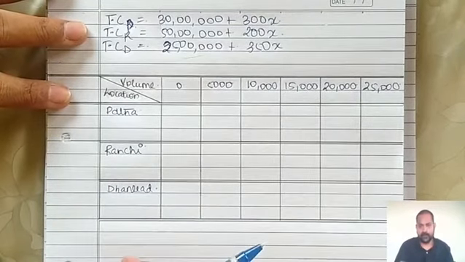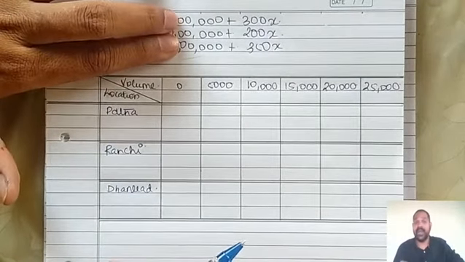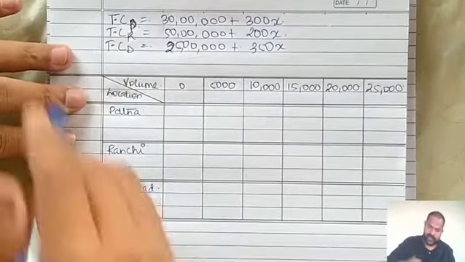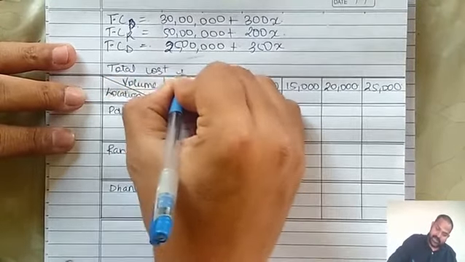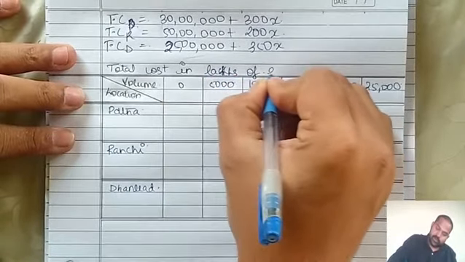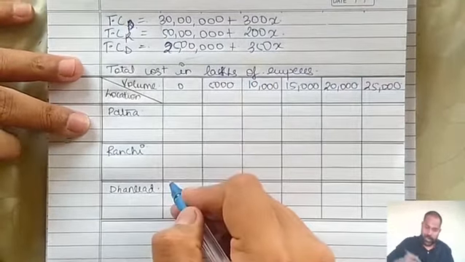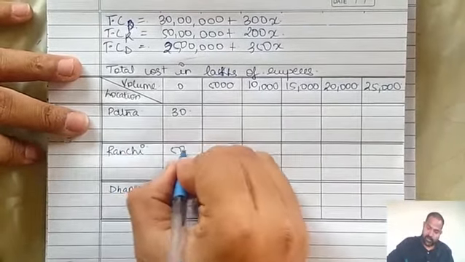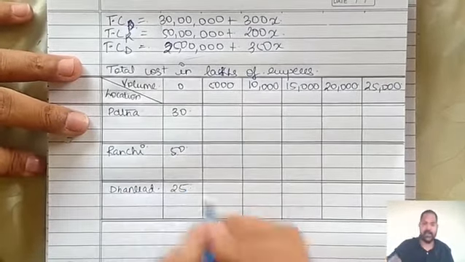So can we do one thing? Instead of writing it totally, can we change this to lakhs of rupees? If I change that to lakhs of rupees and mention on this table that this is total cost in lakhs of rupees. So technically this should be 30 lakhs, no? I'm just going to write down 30. This is 50 lakhs, I'm just going to write down 50. This is 25 lakhs, so I'm just going to write down 25.